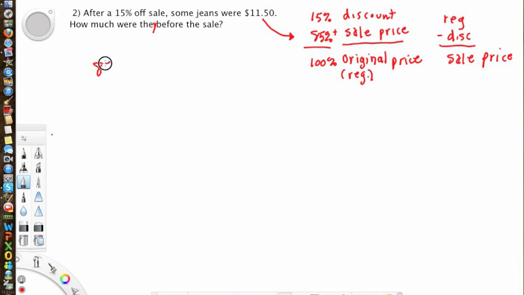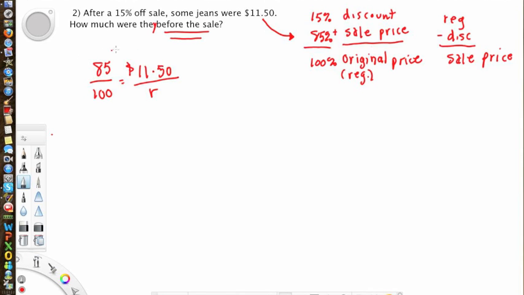See, I know that 85% is the sale price, not the discount. The discount was 15%, but the sale price, 85% of the regular price, is $11.50. What we want to know is how much were they before the sale. Okay, before the sale, that's the regular price. I'll call that R. Okay, now let's see if we can figure this out. So here's our proportion we can solve and figure out what the regular price is.